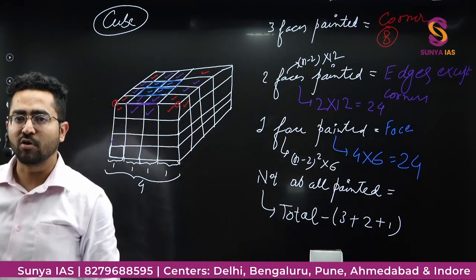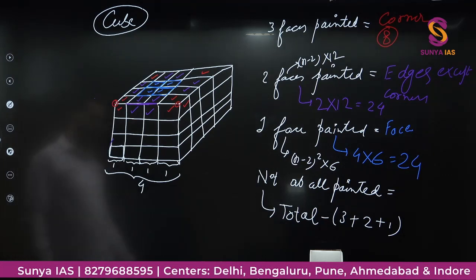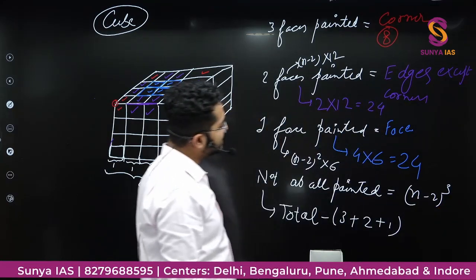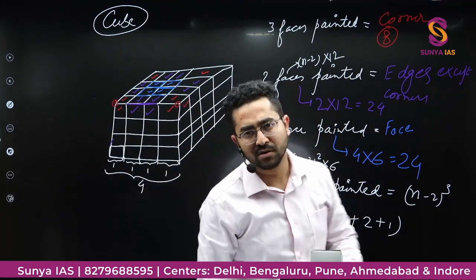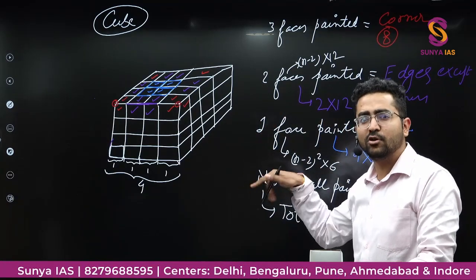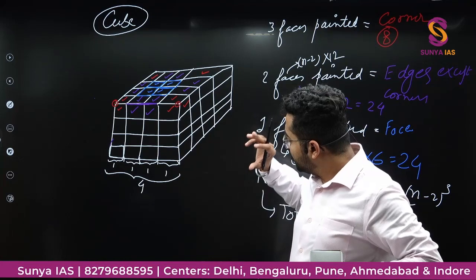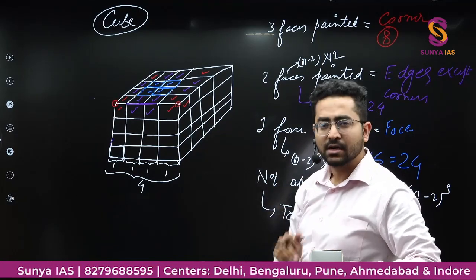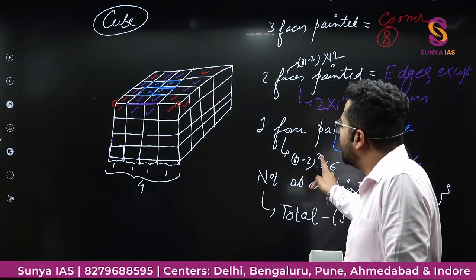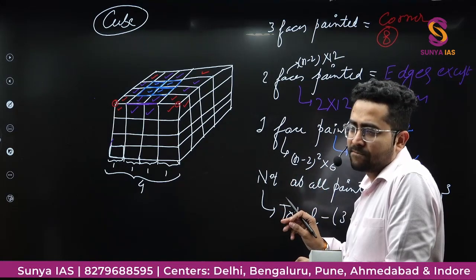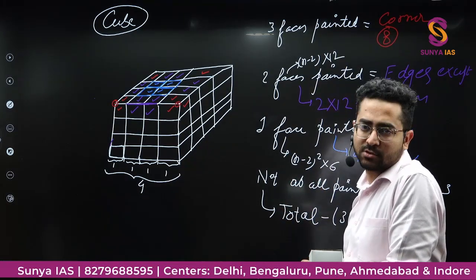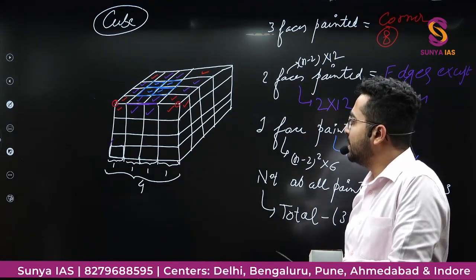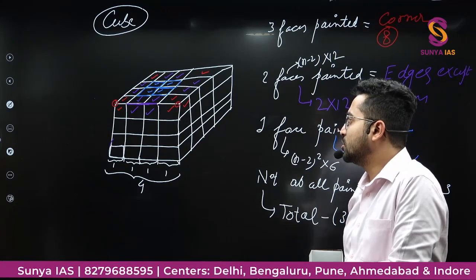And for not at all painted, generally there is no need to remember, but still you can write (n minus 2) whole cube. This is the formula which you can directly use to find it out. But actually the understanding is important, because in the exam sometimes they don't ask the question directly, they ask in a roundabout way. In that case these formulas will not come in handy for you. So you need a lot of understanding of this topic. Okay, so I think till now everything must be clear. Now we will move on to our first question of today's lecture.